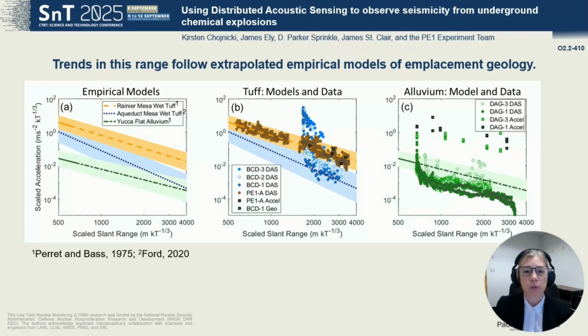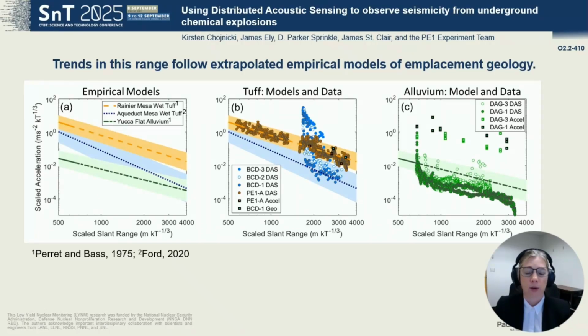To explore potential comparisons, we begin by linearly extrapolating empirical models designed for strong motion conditions into this transitional region, as shown in plot A. The models, which are based on comparable emplacement geologies, were derived from the works of Parrott, Bass, and Ford.